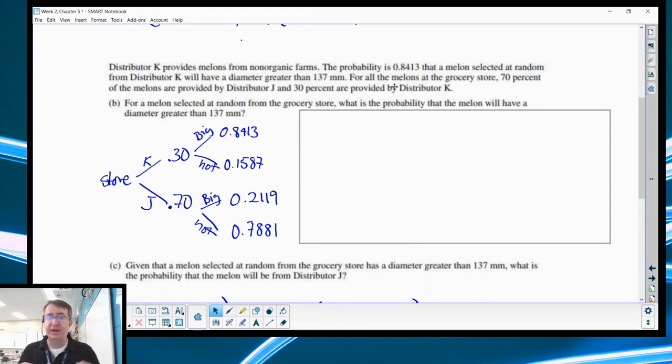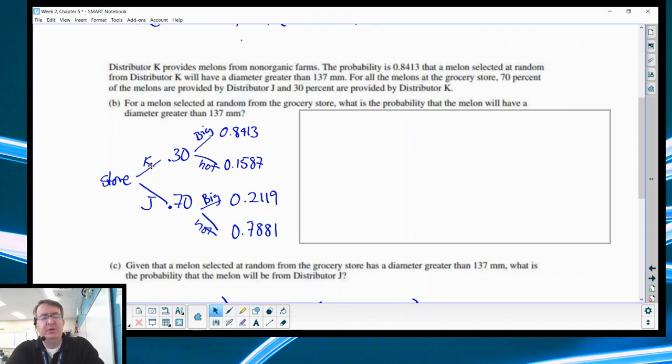I'm already thinking tree diagram. You guys obviously know it because I've already put one up over here, but that's just the way my mind works. As you're reading this, don't get too caught up in it, but start to think, they're doing this, so I'm probably going to need this information. For a melon selected at random from the grocery store, what's the probability that the melon will have a diameter greater than 137 millimeters? So I made a tree chart.